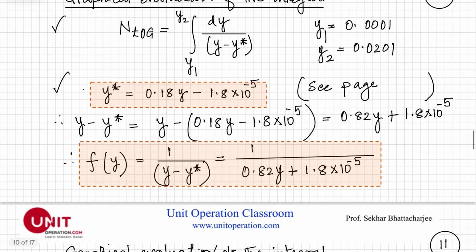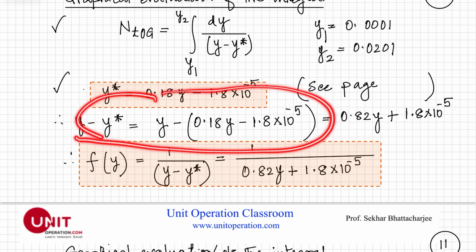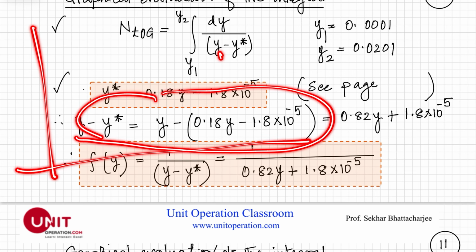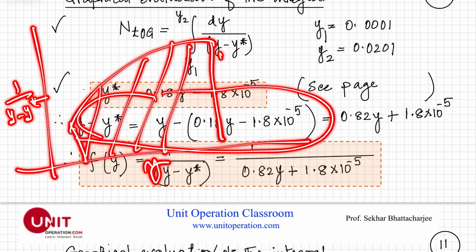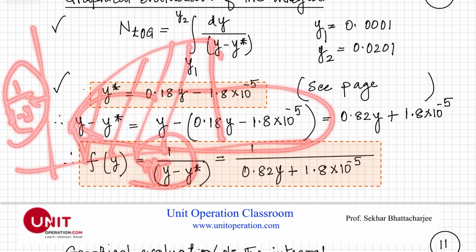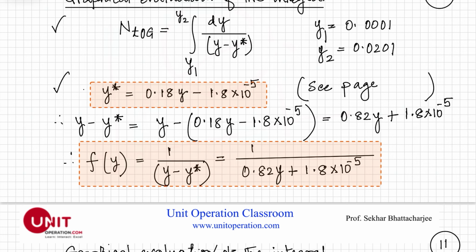So we have to do the graphical evaluation of the integral, this one right here, with y minus y star. We already know what y star is, so we know what y minus y star is. How do we do the integral? If we plot 1 over y minus y star against y, and find the area under the curve, that would be the value of this integral. So for different values of y from top to bottom, we have calculated this function f(y). This is the one right here.